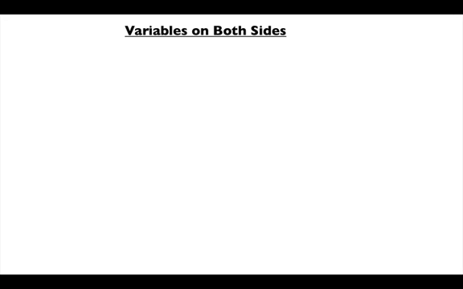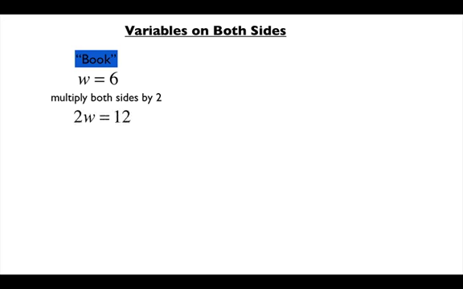This is the last one before you start doing some actual practice problems. Variables on both sides. This one's going to be a little bit different, but here we go. The book starts out with something, makes it more complicated by, in this case, adding 2, multiplying by 2, and then subtracting a from both sides. Again, continuing to make it more complicated.